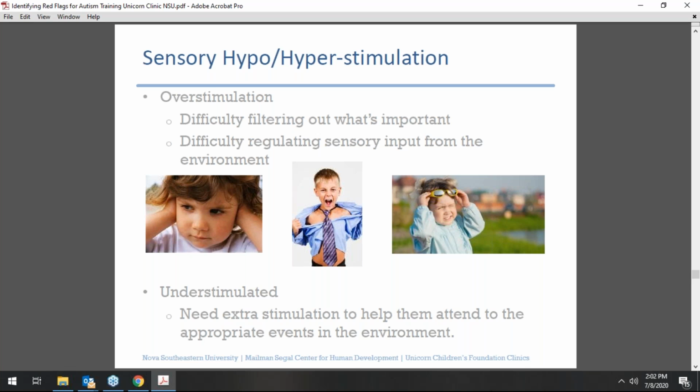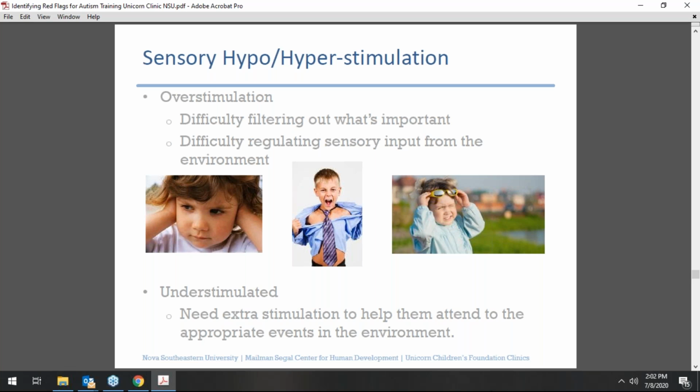So with autism, you might see that certain children are overstimulated by the environment. So what does this mean? This means that they have difficulty filtering out what's important in the environment, and it's too overwhelming for them to process. So if it's too overwhelming, they're going to have a difficult time regulating that sensory input from the environment. So what is this going to look like?